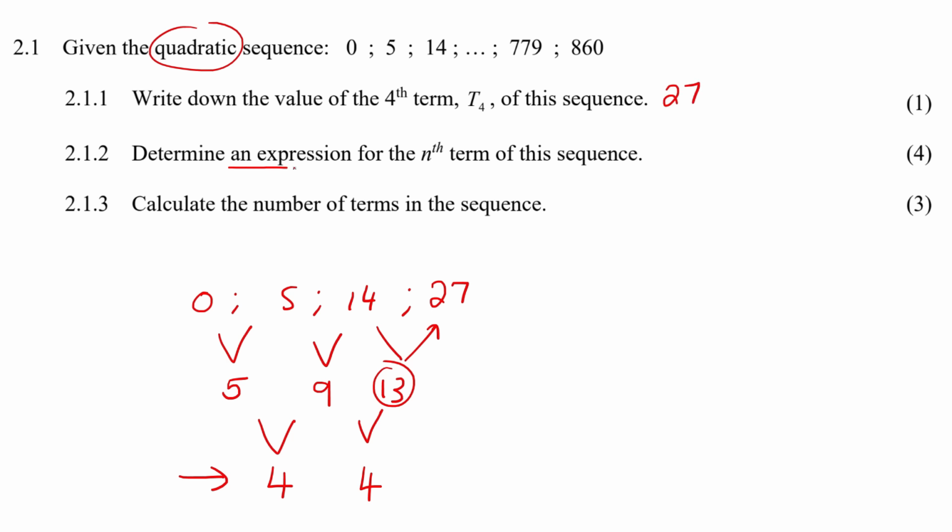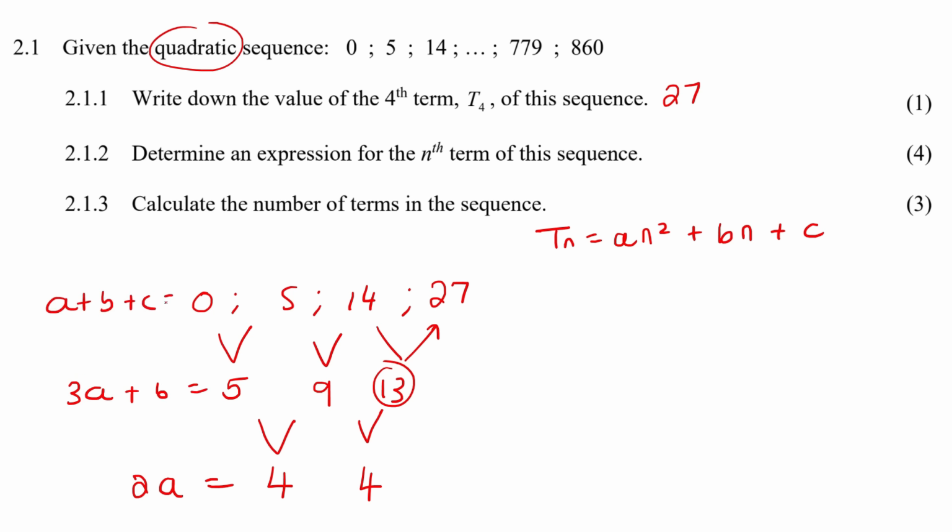Now it says determine an expression for the nth term. This should be full marks for all of you, because we know that the formula is an squared plus bn plus c. Now we know those 3 formulas that we always use: 2a, 3a plus b, and then a plus b plus c. So we start at the bottom, and it says that 2a is 4. So then a would be 2.